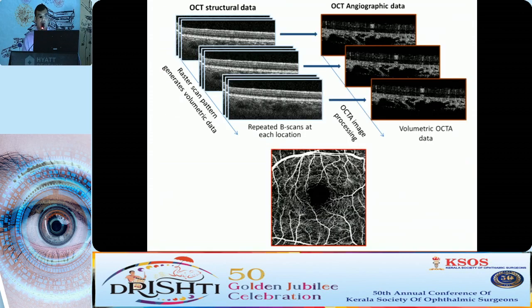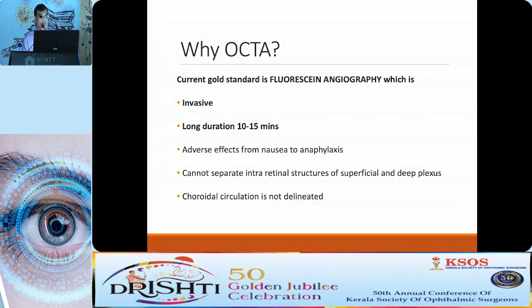OCT also takes multiple B scans to give volumetric analysis, and from layer to layer it gives very good resolution at every capillary level. It's better than angiogram. Why? Because angiogram is an invasive technology and it takes longer time. It has a lot of side effects. It doesn't separate retinal layers and choroidal layers separately.